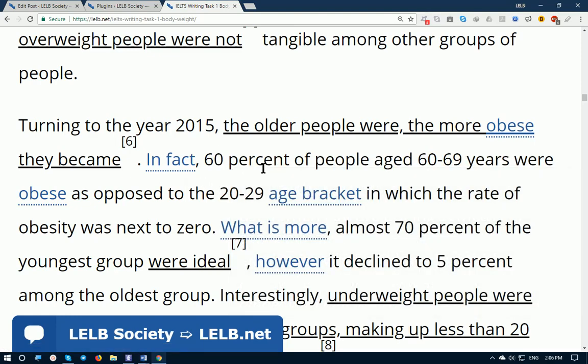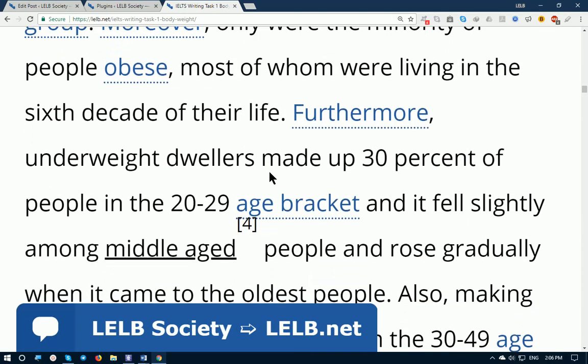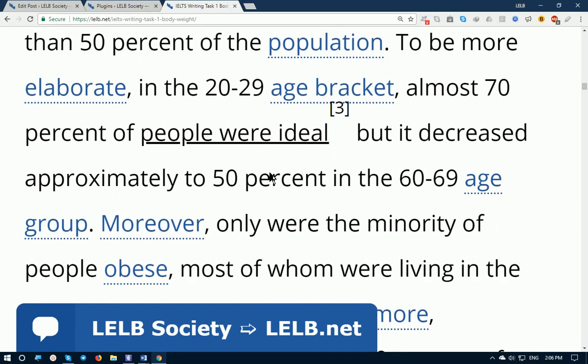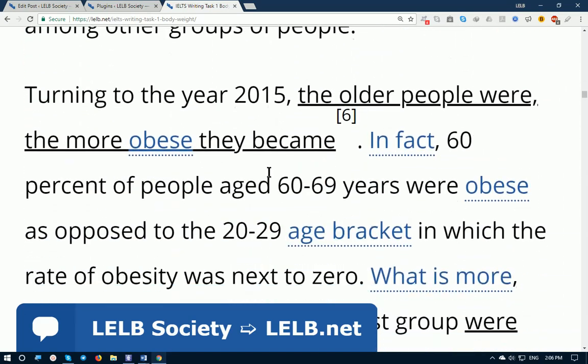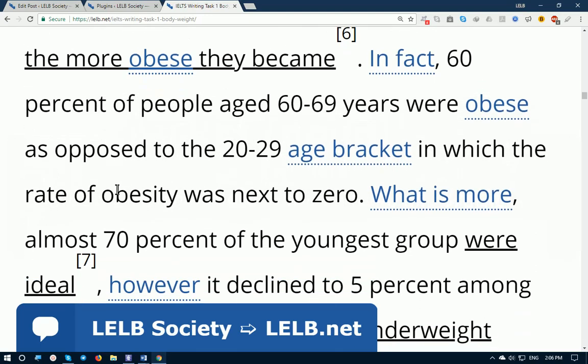Actually, 60% of people aged 60 to 69 years were obese, as opposed to the 20 to 29 age bracket, in which the rate of obesity was next to zero. Yeah, this is better. That is true.